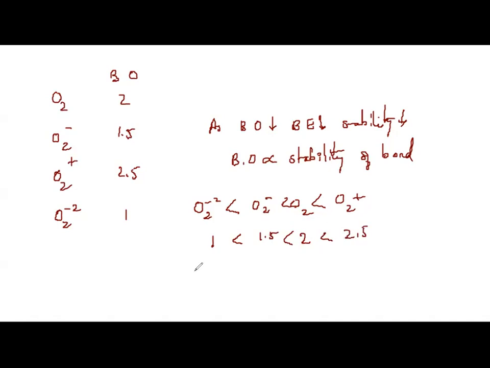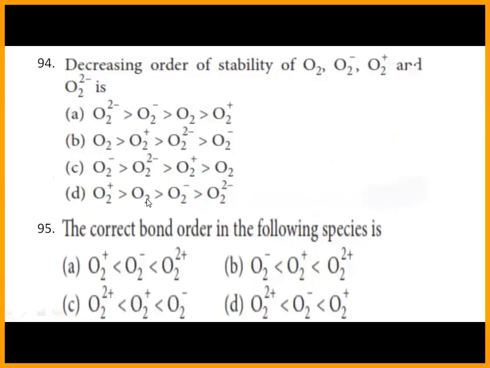So in our given options, it is in the increasing order. So I can say O2 plus 2 is most stable, then comes O2, then comes O2 minus, and then comes O2 minus 2. Correct? So which satisfies this option? That will be the correct option. So the correct option is O2 plus 2, O2, O2 minus, and then next.